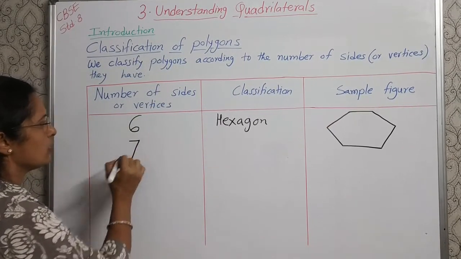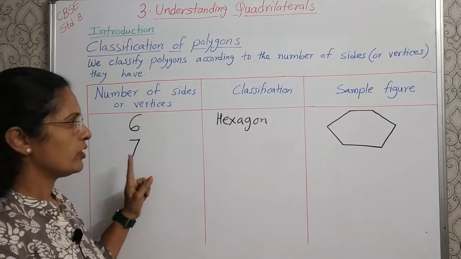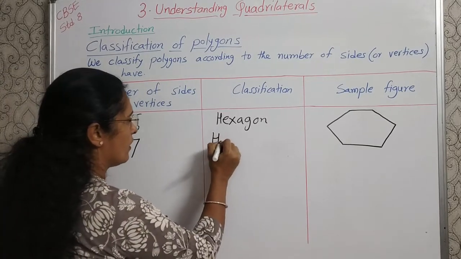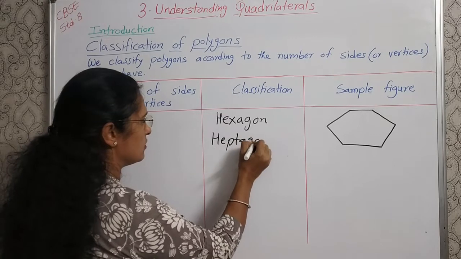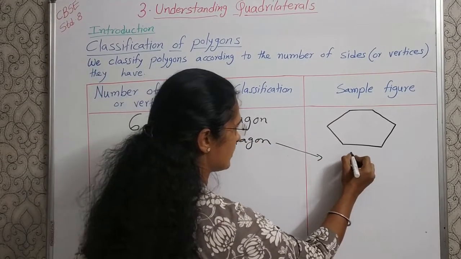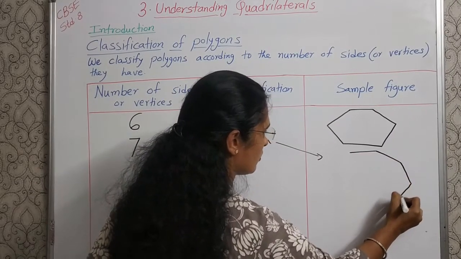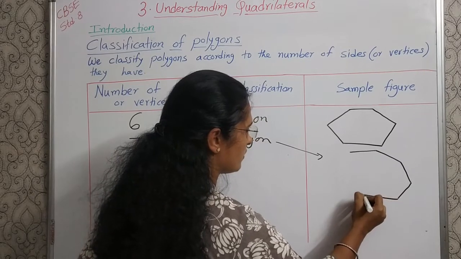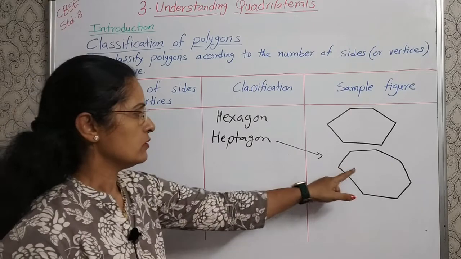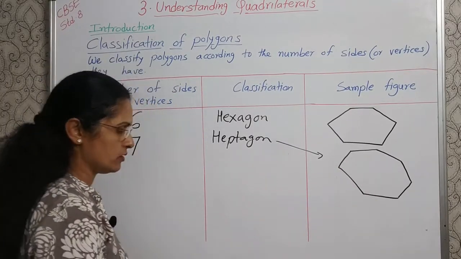Next, if the number of sides or vertices are 7 for any polygon, then it is called a heptagon. This is a 7-sided figure. 7 sides. So 1, 2, 3, 4, 5, 6 and 7. Heptagon. 7 sides, 7 vertices. So this is a heptagon.